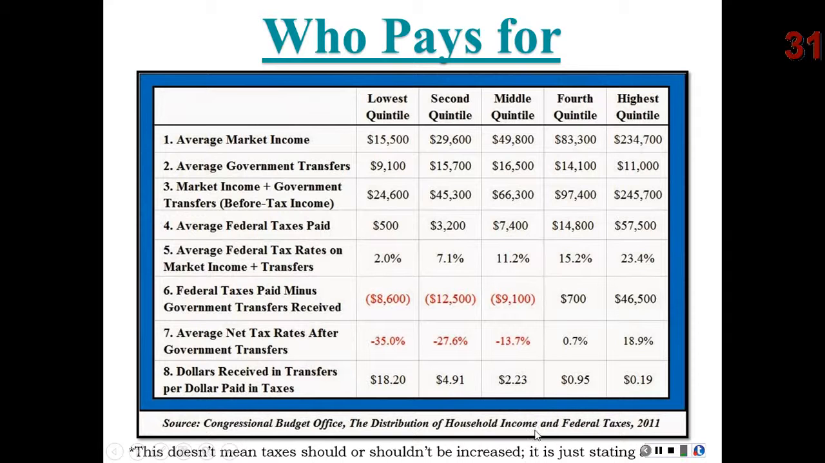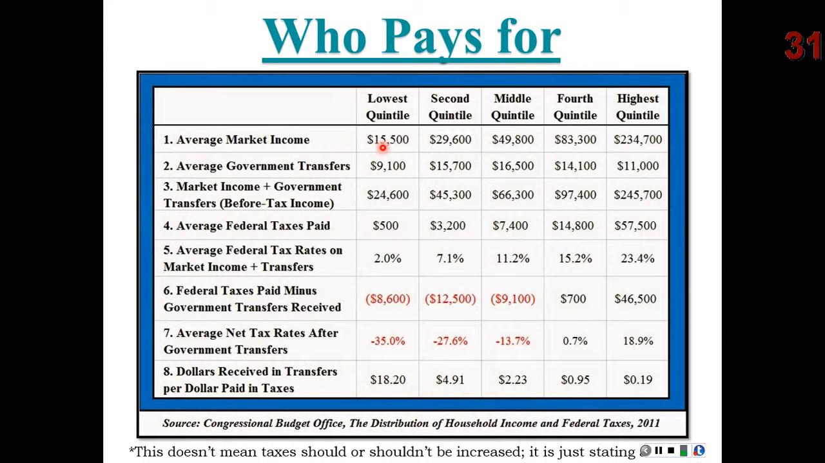And then here's a neat graphic that not only factors in taxation. Now this is for 2011, but it also factors in subsidies paid out to income earners. This is the average market income. This is the poorest 20% of income earners, the next 20, then the middle 20%, the next 20, and then the highest quintile is the richest 20% of income earners in the United States as of 2011. You can see the average income in this group was about $234,000 and change. The poorest income group had an average income of about $15,000.